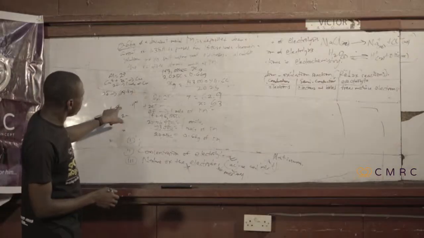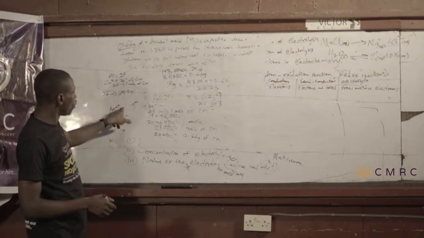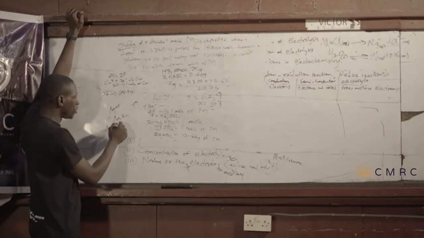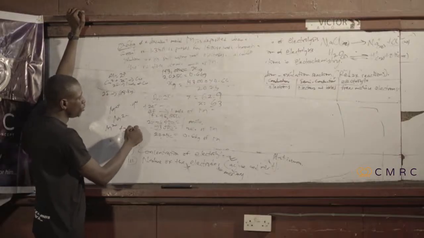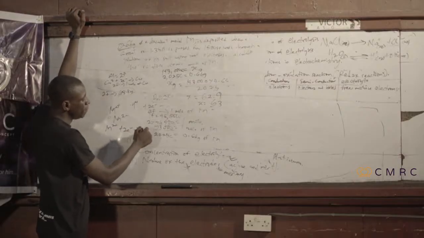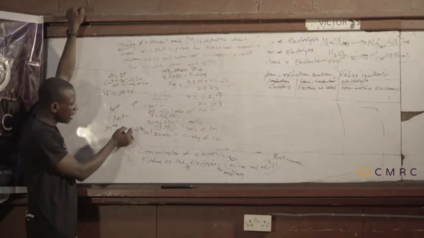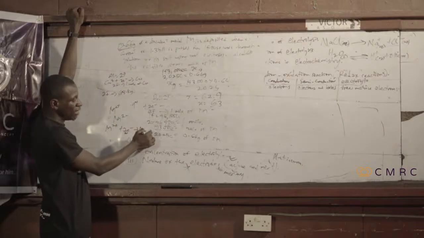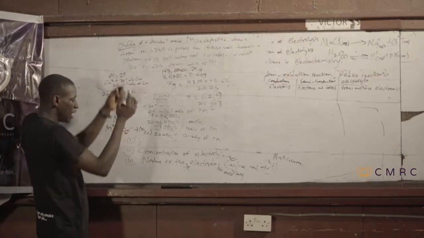So because of this M2+, if it's going to undergo reduction normally and give you the metal, it will be M2+ plus 2e- to give you M solid. So 2 Faradays to give you 1 mole of the metal. So that's how to solve questions like that.